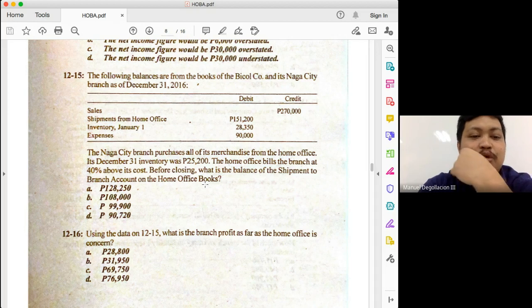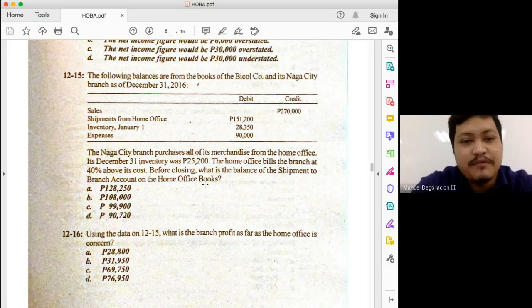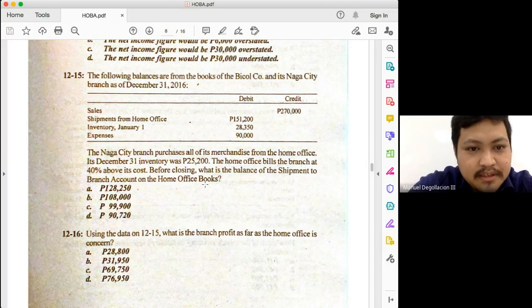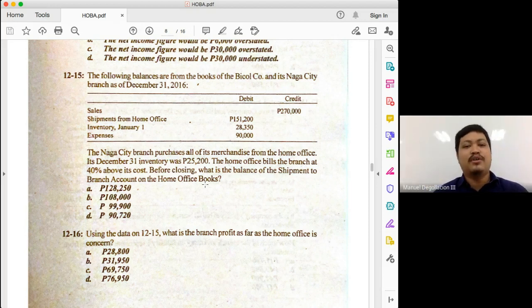Okay, so there's a follow-up question in problem 12-16. Before you answer problem 12-16, I want you to compute for the branch profit to be reported by the branch, as far as the branch is concerned. So meaning, ignore the true cost. If it's from the perspective of the branch, solve it from the records of the branch. Where do we begin? Sales of 270,000. And then, are we given our ending inventory in this problem? Yes. December 31 inventory is 25,200.